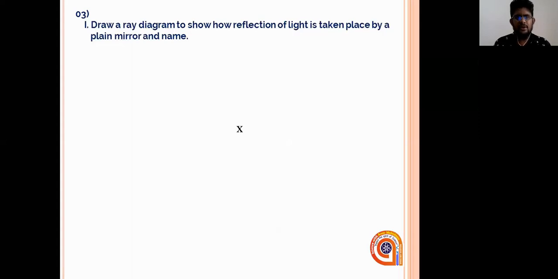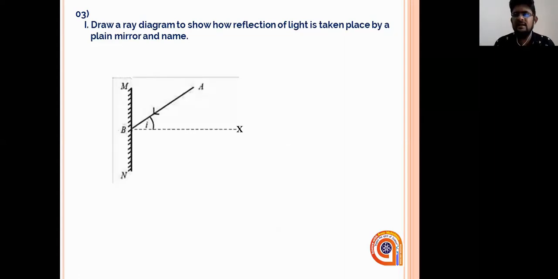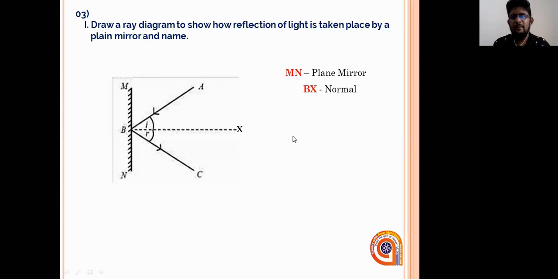So number 3, draw a ray diagram to show how reflection of light takes place by a plane mirror and name it. So now we are going to take a plane mirror. On this plane mirror, I'm going to give the incident ray. You can see AB is the incident ray being incident on a plane mirror. Plane mirror is MN. And what is this BX? That is the imaginary line drawn perpendicular to the surface, and that is called the normal BX. So the reflection will be in this way. You see there, BC is the reflected ray. You can name them too.